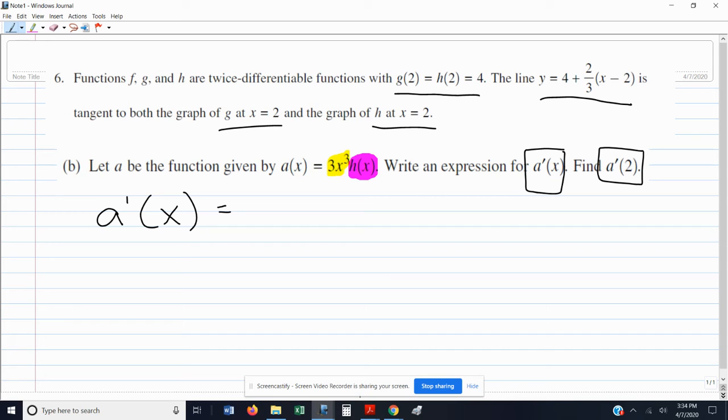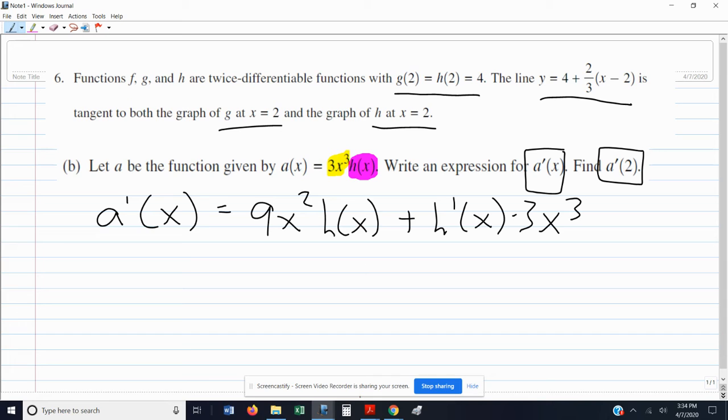So the product rule is the derivative of the first. So the derivative of the yellow, which is 9x squared, times the second. There's a plus sign. The derivative of the second, the derivative of that magenta color, the derivative of h is h prime of x times the first. So the derivative of the first times the second plus derivative of the second times the first. And that would be your derivative.